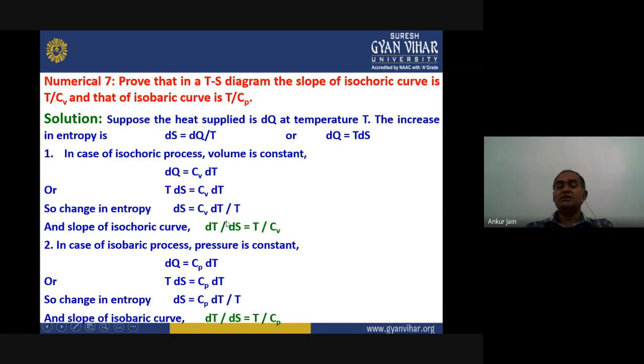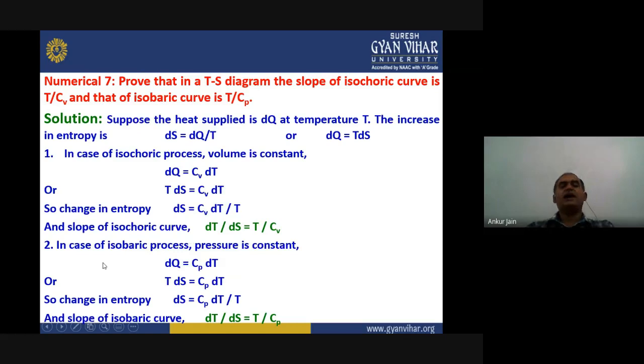Now we need to check the slope of the isochoric curve. So the slope of the isochoric curve on the TS diagram will be dT upon ds. T is on the y-axis and S is on the x-axis. So the slope will be dT upon ds, and from here we get the value as T upon Cv. Okay, that was asked in the question. We need to prove that the slope of the isochoric curve is given by T upon Cv.